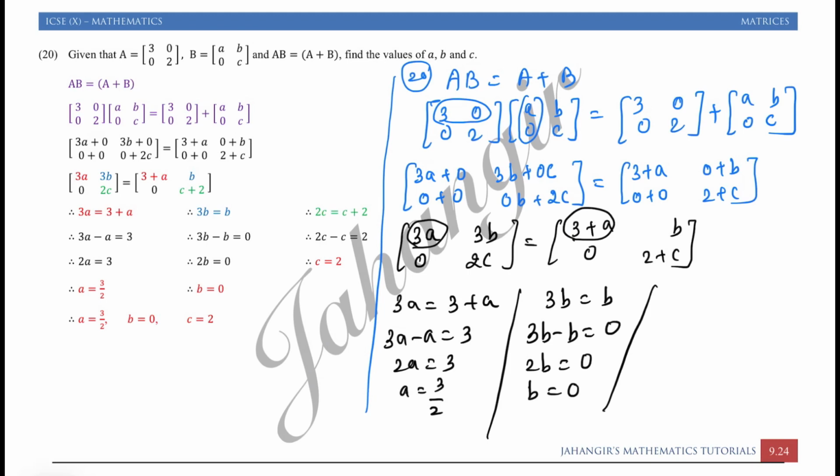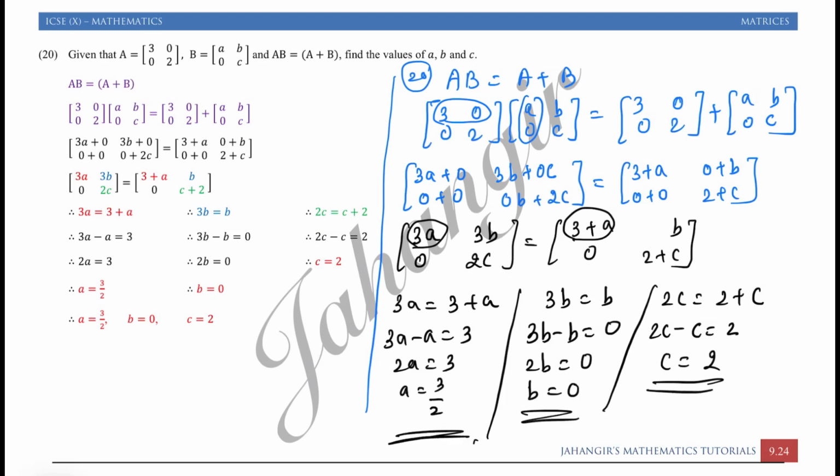Then the last part is 2C is equal to 2 plus C. You can shift C inside. 2C minus C is C. C is equal to 2. Okay, you got this properly. When you compare matrices, their order should be the same. That you have to take care.